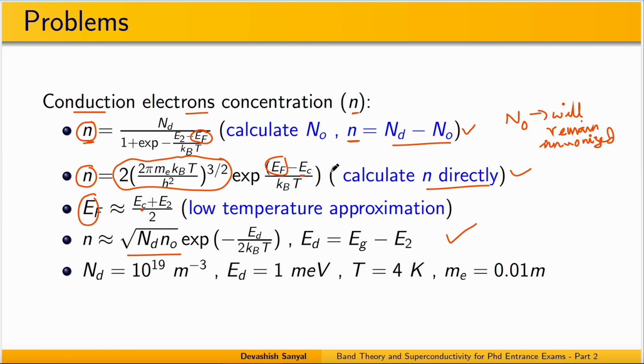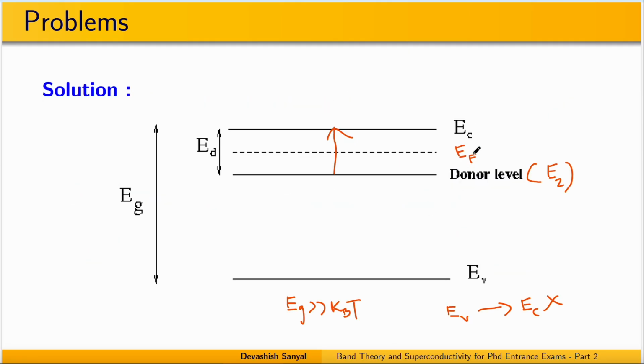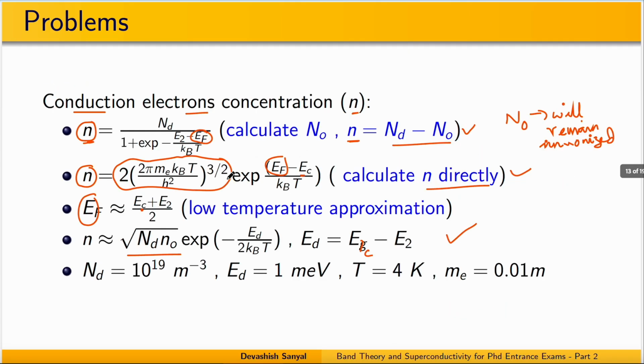ND is given, and N0 you can find out. N0 is the quantity in the circle: exponential of minus ED divided by 2 kBT. What is ED? Sorry, it will be not g but c: EC minus EF. EC minus EF is ED, and that is given. In the problem, ND is 10 to the power 19 electrons per meter cubed, and ED is 1 millielectron volt.